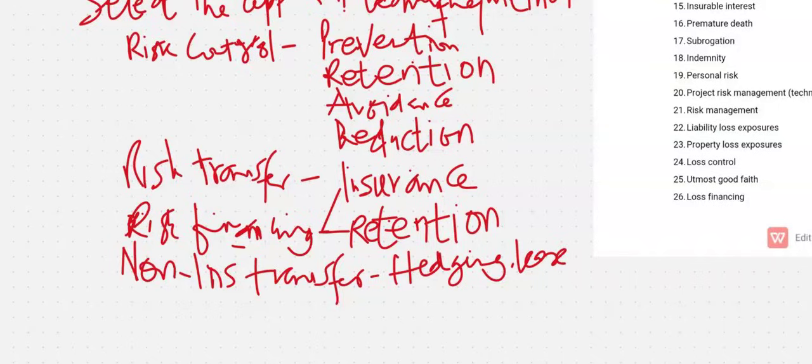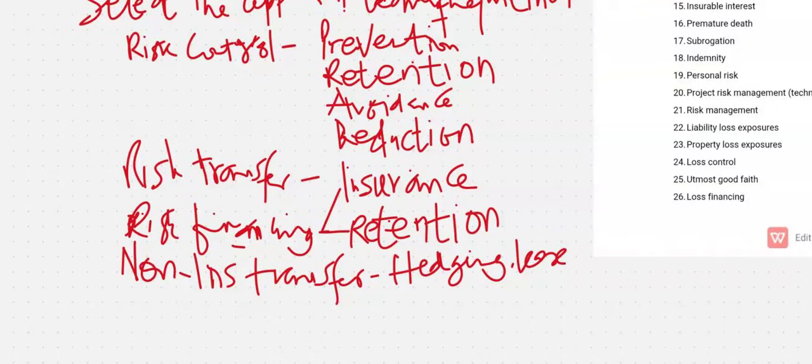Let me see the comment section. Okay, someone says retention. Is it part of insurance risk transfer? No. Retention is not part of the risk transfer. I said the risk transfer is only one, insurance. And the risk financing is insurance and retention.